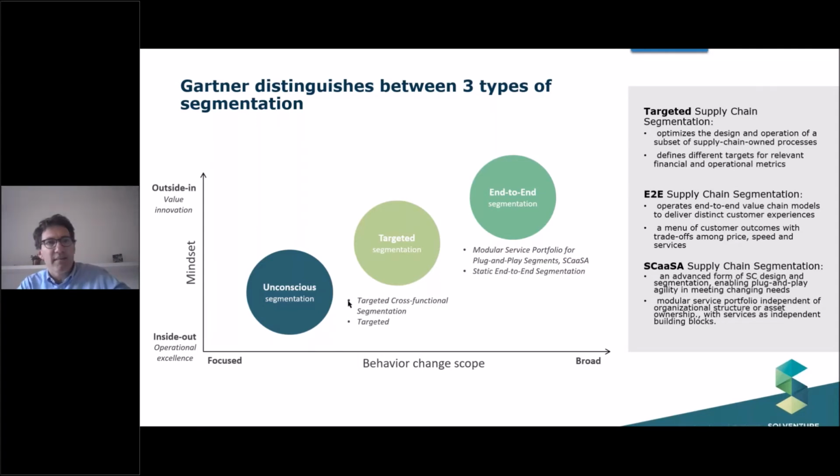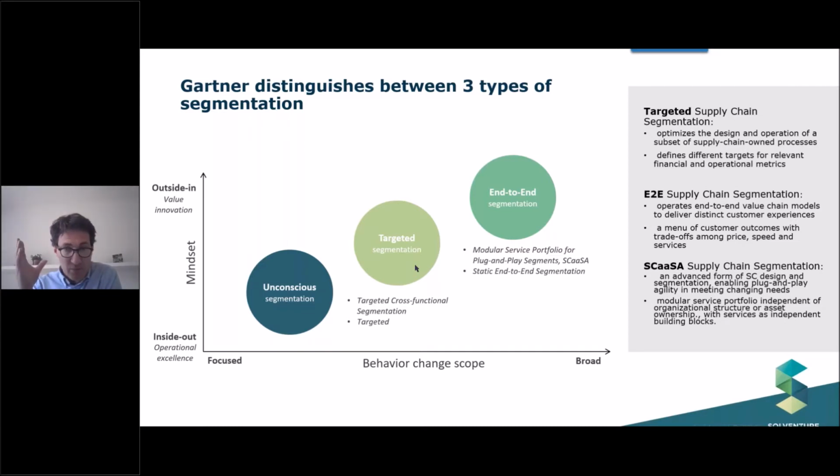There, what you see is, in a lot of cases we already do, every one of us is working on unconscious segmentation. That can be as simple as just serving the one who is shouting the loudest, giving him most service. A lot of companies do that in a structured way. That we talk about targeted segmentation. That is working on optimizing a subset of your supply chain own processes. For example, I would say the ones with most impact, like planning.